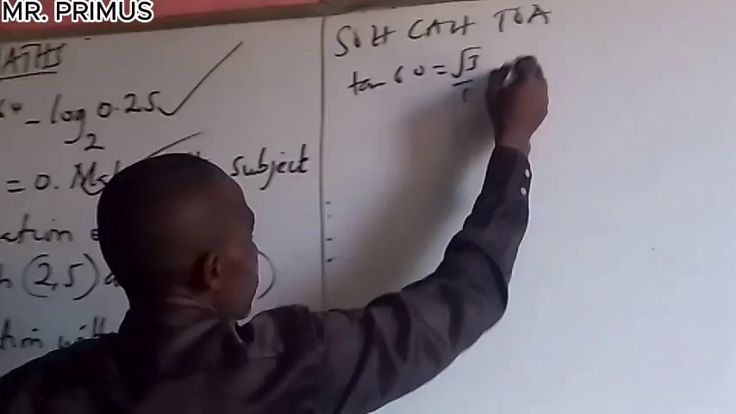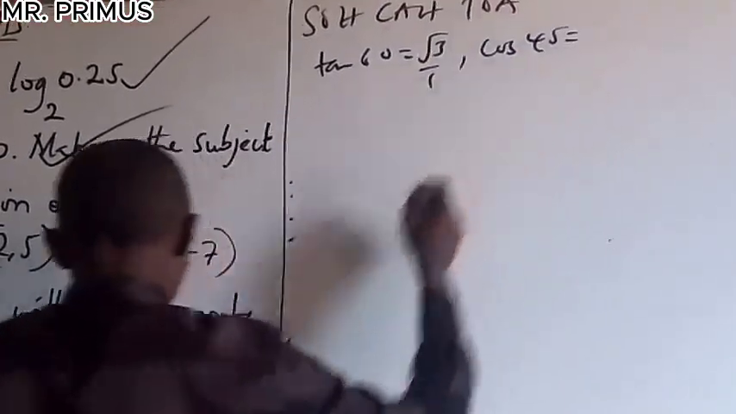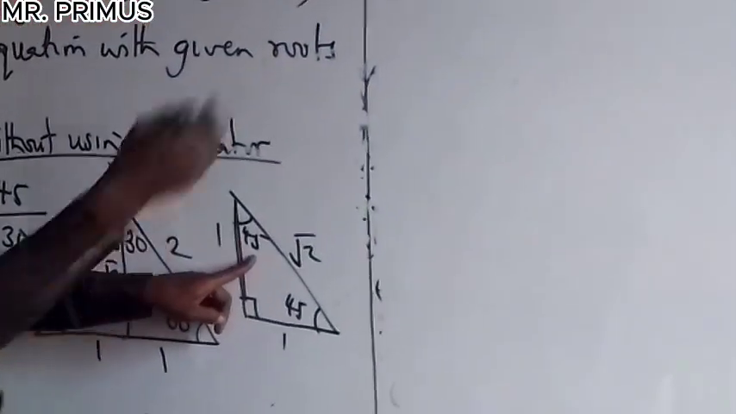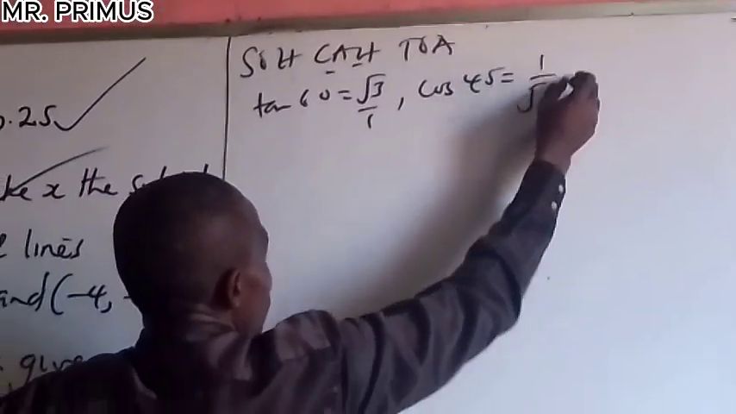Cos 45. Cos is adjacent over hypotenuse. See the adjacent is 1. Hypotenuse is root 2. So 1 over root 2.